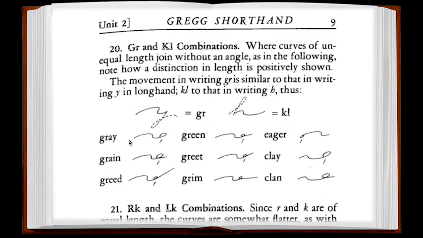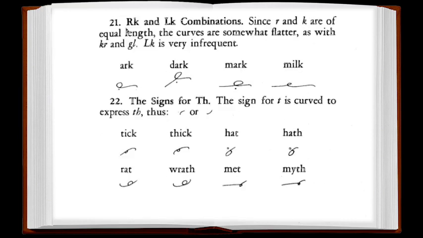Now let's review some of these. Gray, grain, greed, green, greet, grim, eager, clay, clan. KR and LK combinations. Since R and K are of equal length, the curves are somewhat flatter, as with KR and GL. LK is very infrequent. So let's look at some of these words.